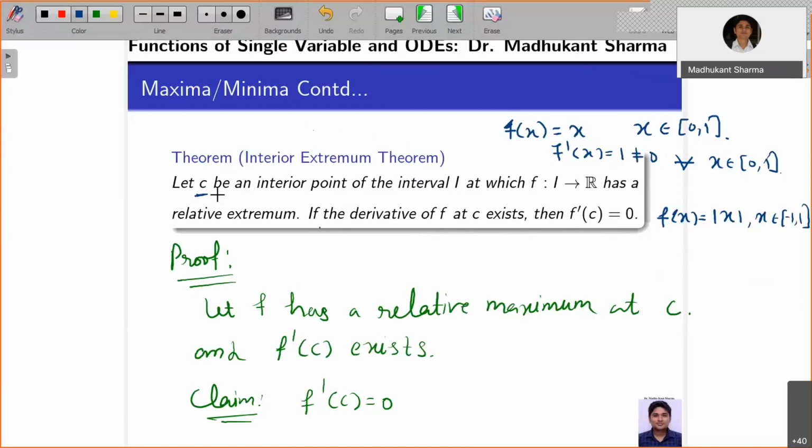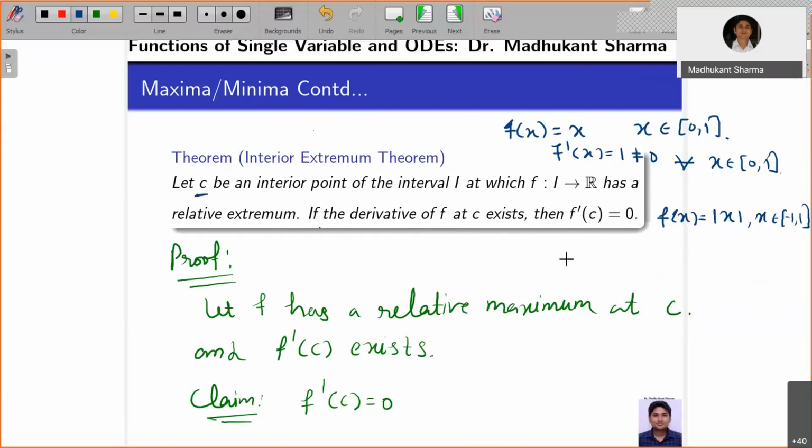Let C be an interior point of the interval I at which f has a relative extremum. It may be a relative minimum or relative maximum. If the derivative of f at C exists, then f dash of C is 0.